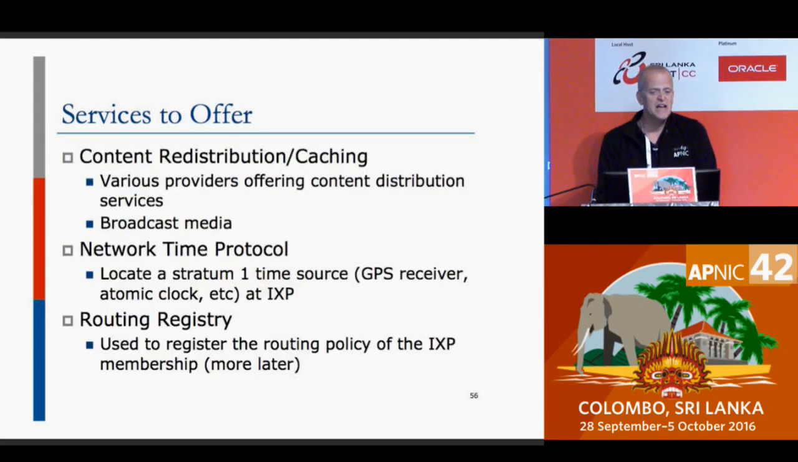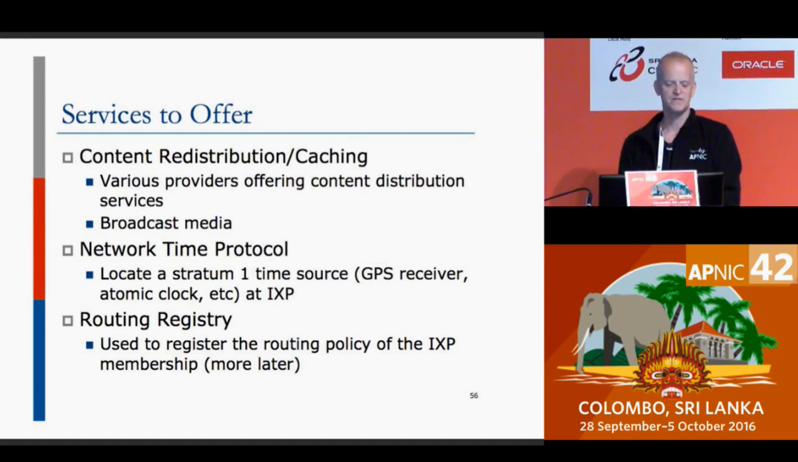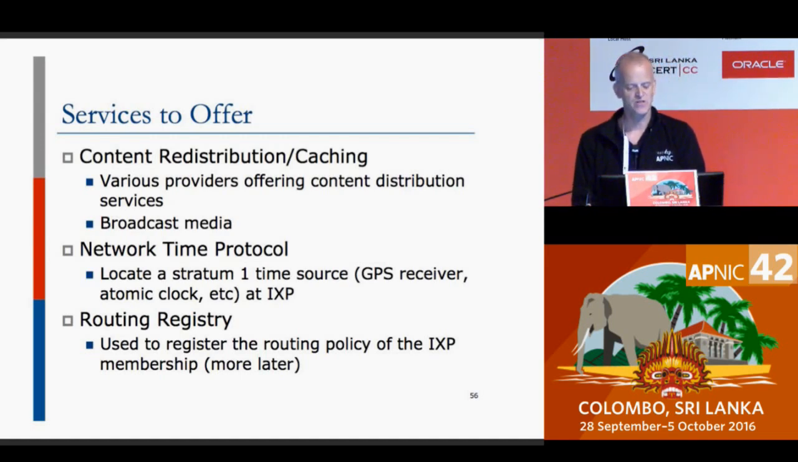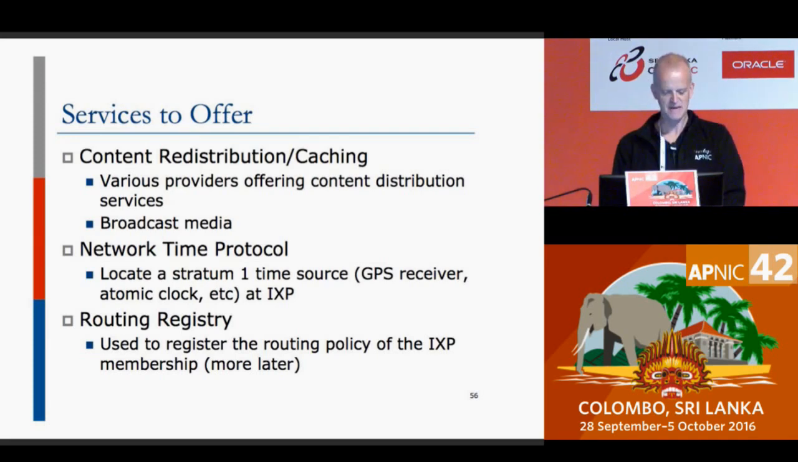Content distribution, caching, various providers offering content distribution services. Some of the broadcasters, other content providers love going to exchange points for reasons I was talking about before. Network time protocol, so you can locate a Stratum 1 source. GPS receiver, quite easy to get one of those, plug it in. Atomic clock, you can get those as well. Put it into the exchange point and make that a time source available for members. Routing registry, to register the routes in a few places.